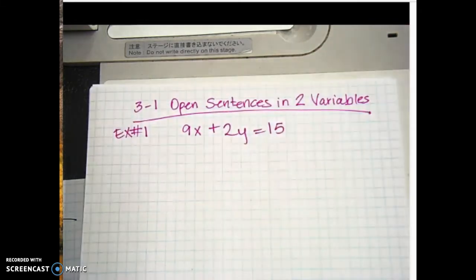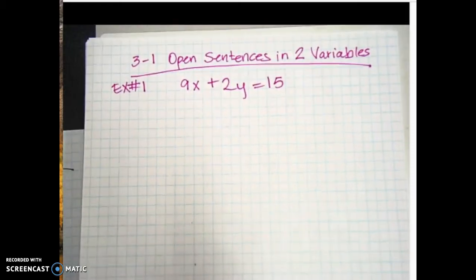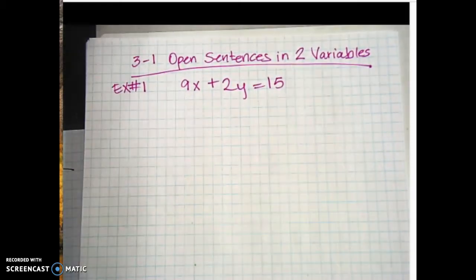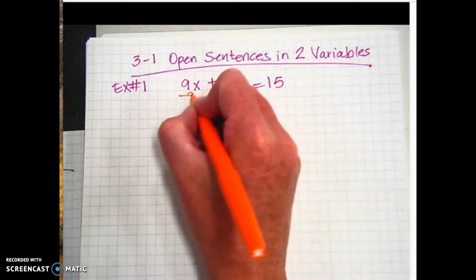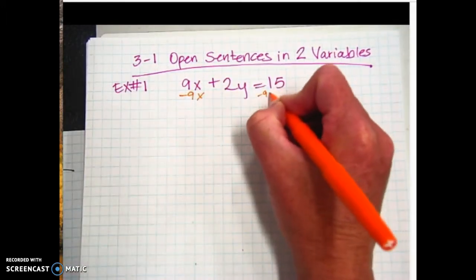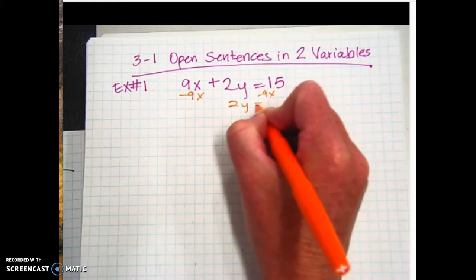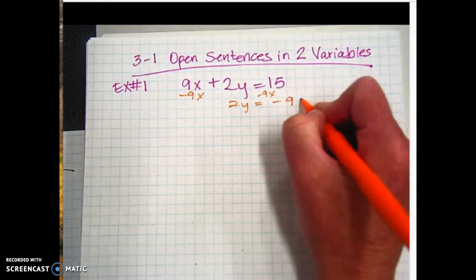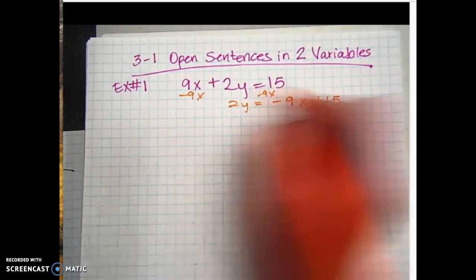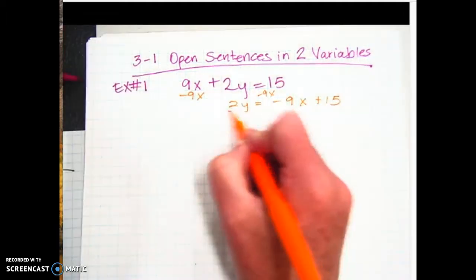So you might be given an equation like 9x plus 2y equals 15. And you're going to want to solve for the variable y, or it'll tell you whatever variable they want you to solve for. So you're going to subtract the 9x from both sides. You get 2y equals negative 9x plus 15. And then you divide everything by 2.